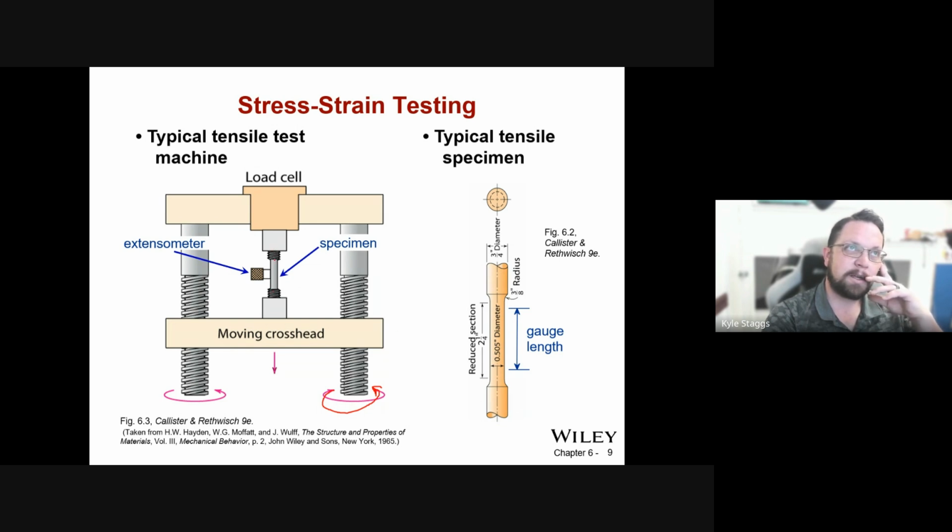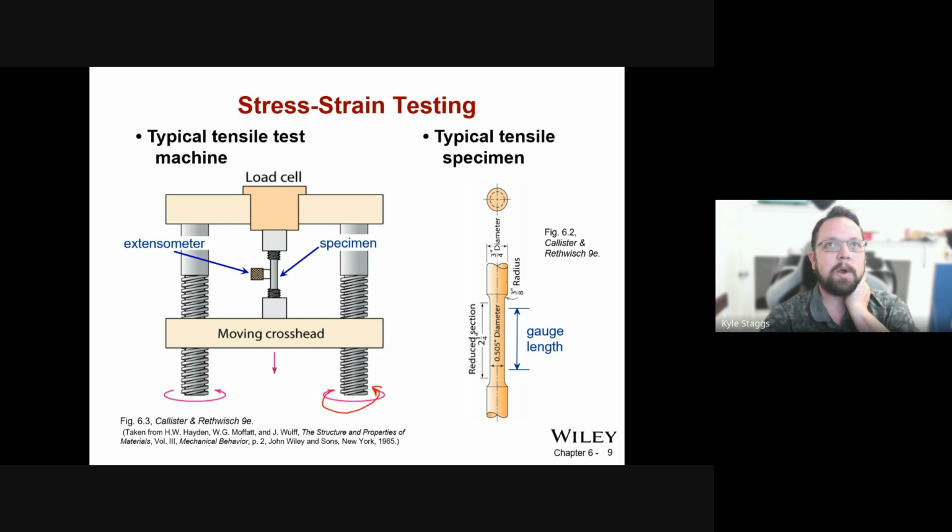Sometimes these are threaded. Often that's not actually threaded into the holders. There's some kind of clamp that holds onto the threads. So they're not actually usually screwed into place. They're just held in place by some clamps. The reduced section is important.